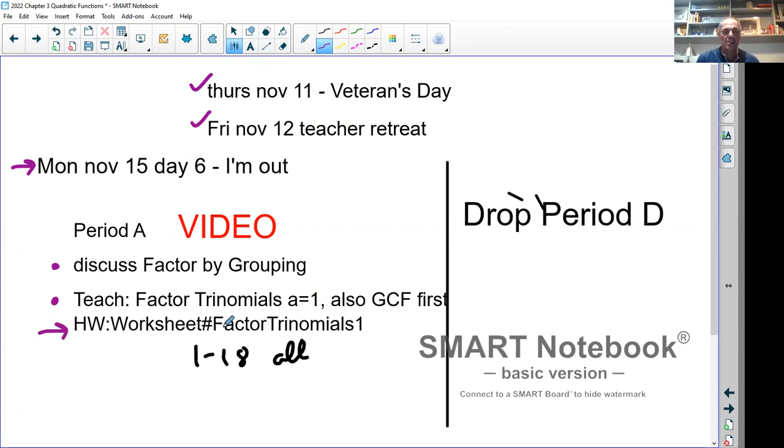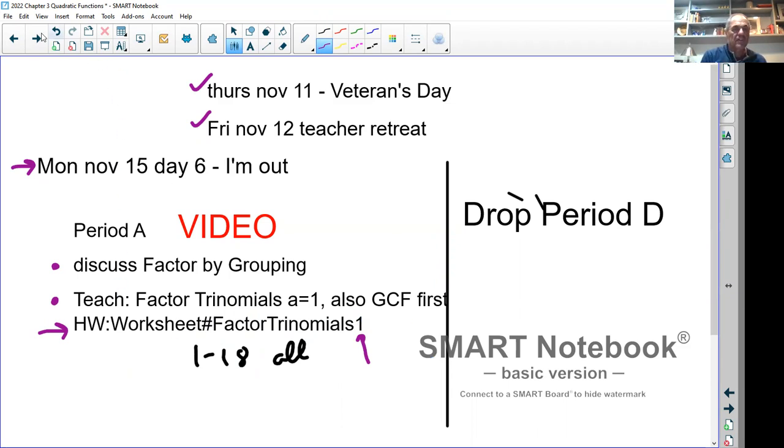Homework is worksheet number factor trinomials 1. That 1 is because there's also a 2. Two worksheets. So you look for this one. It's on the GC. It's not that file that has the hundreds of worksheets. This one has like 4 worksheets. They're all worded out. Look for number of factor trinomials.